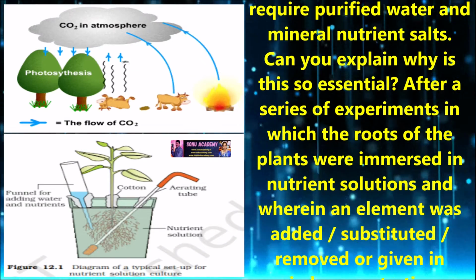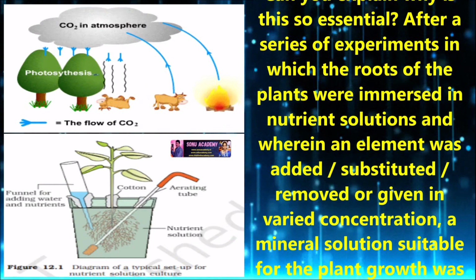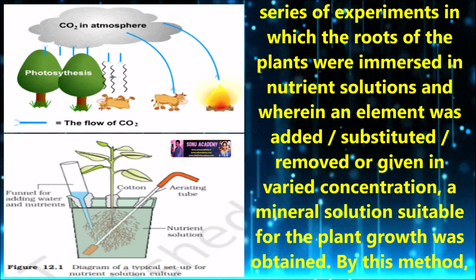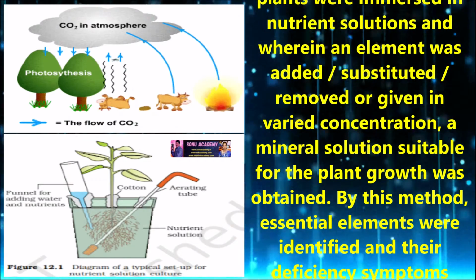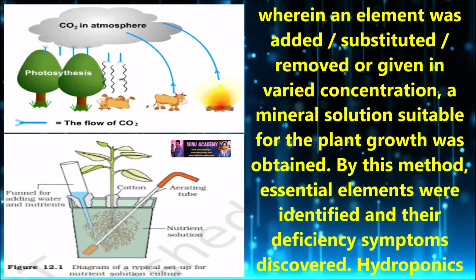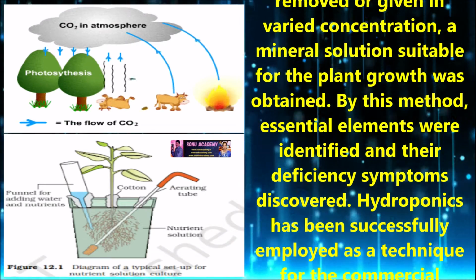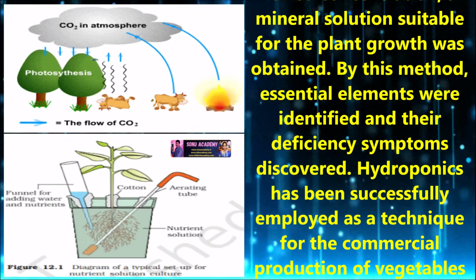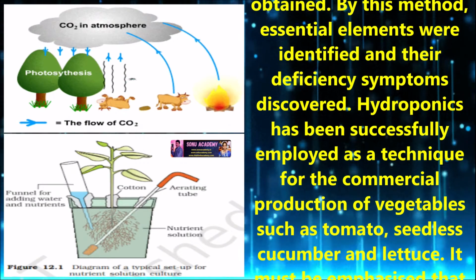After a series of experiments in which the roots of the plants were immersed in nutrient solution and an element was added, substituted, removed or given in a varied concentration, a mineral solution suitable for plant growth was obtained. By this method, essential elements were identified and their deficiency symptoms discovered.